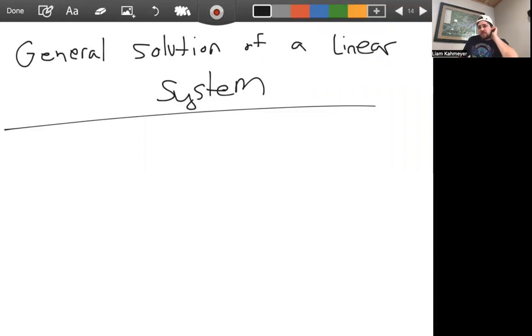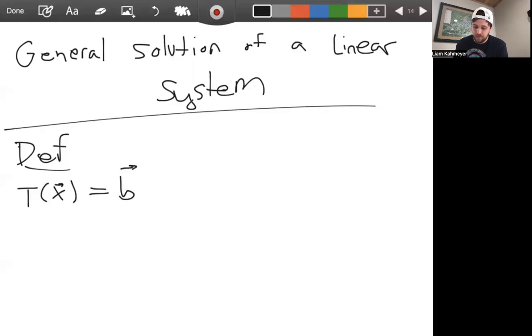Throughout most of the course, we've been talking about matrices as representing some system of equations, right? Well, we can reformulate this in the language of linear transformations. So I'll just start with the definition here. We can say that T of X, which we know if it's linear, there exists some matrix A, such that T of X is A times X, right? Well, T of X equals B. This is a linear system of equations.